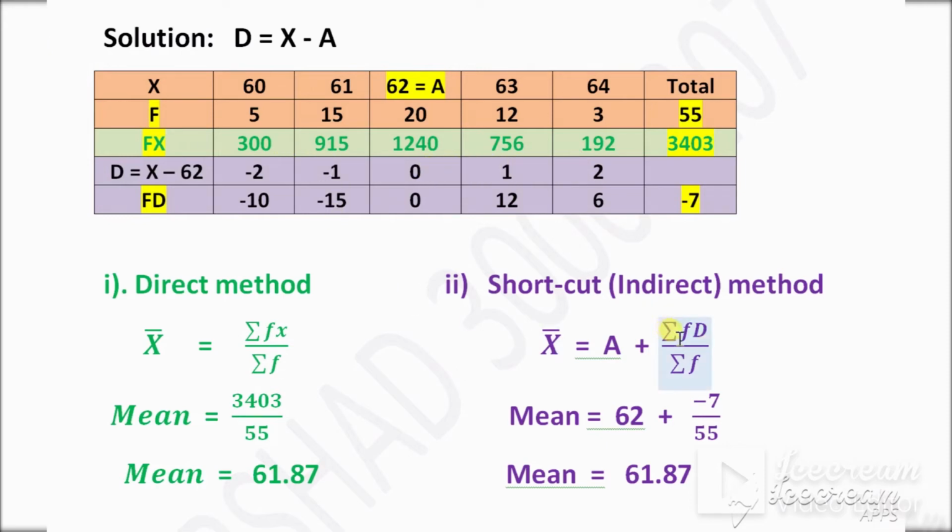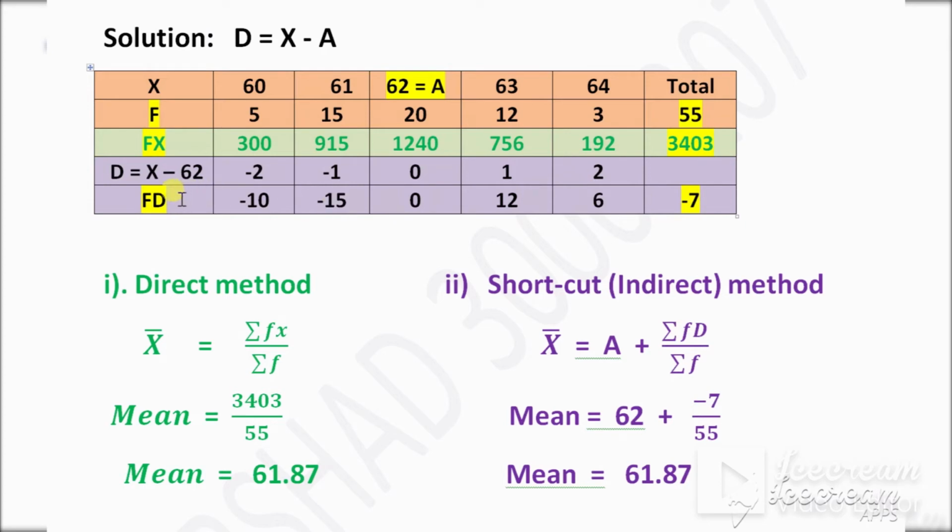Now in this formula we need f multiplied by d. So f and d we have to multiply. 5 multiply with minus 2 is minus 10. 15 multiply with minus 1 is minus 15. 20 multiply 0 is 0. 12 multiply 1 is 12. 3 multiplied by 2 is 6.